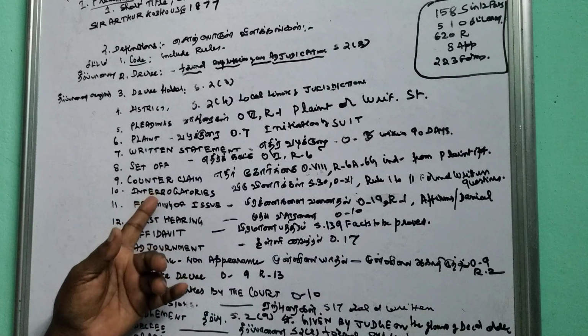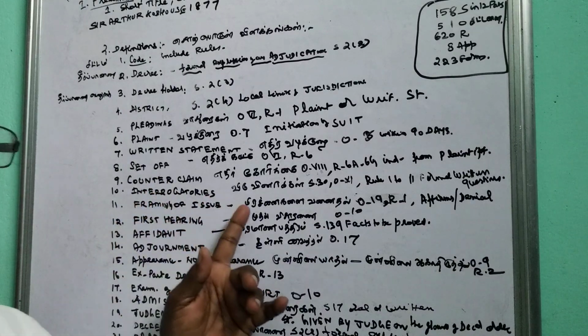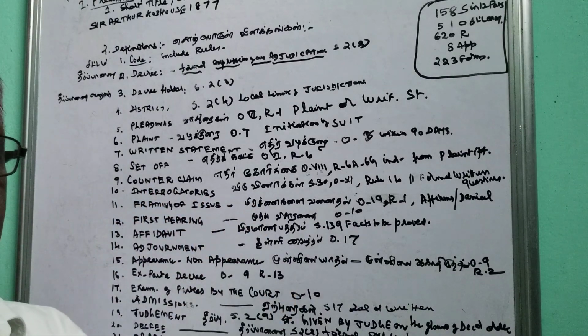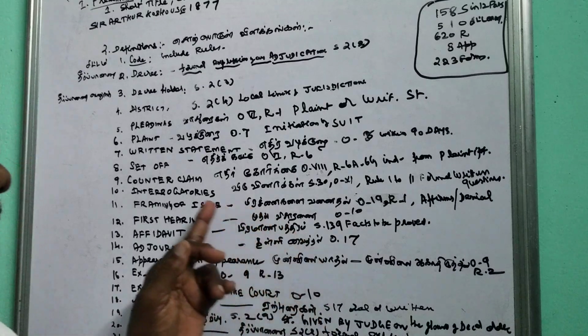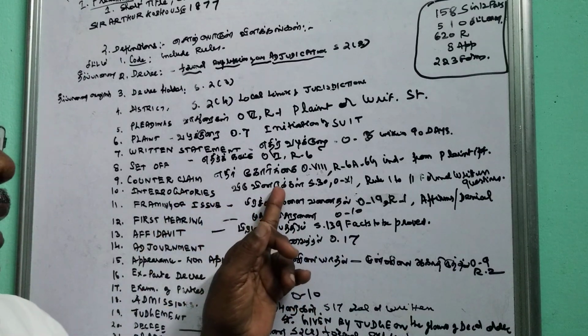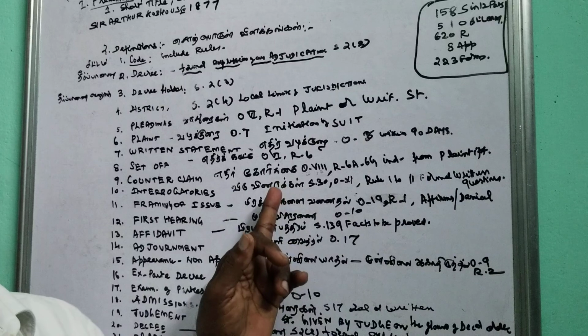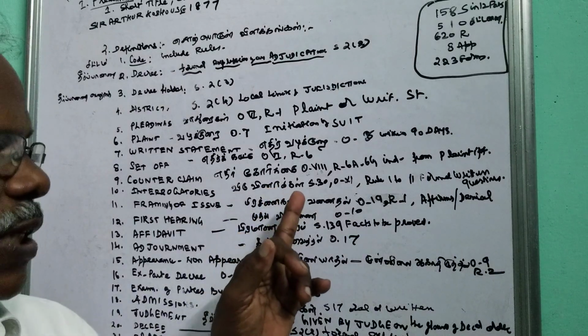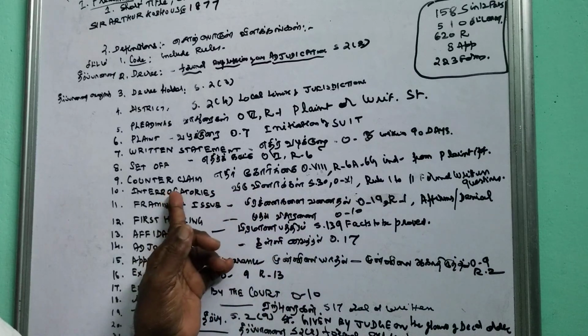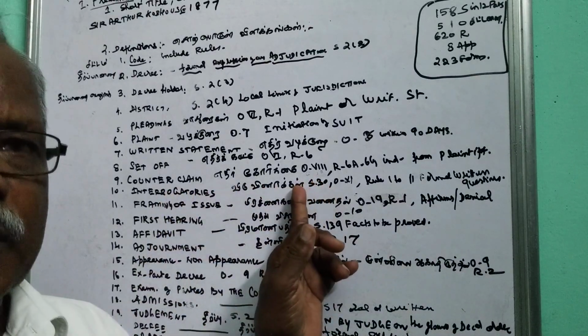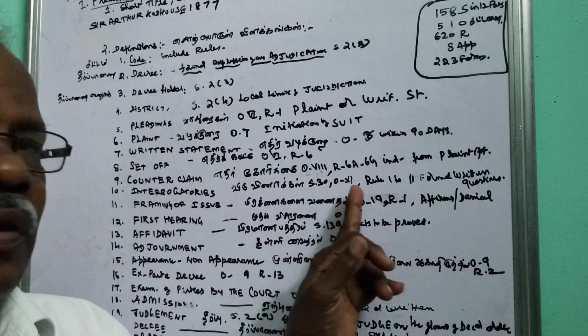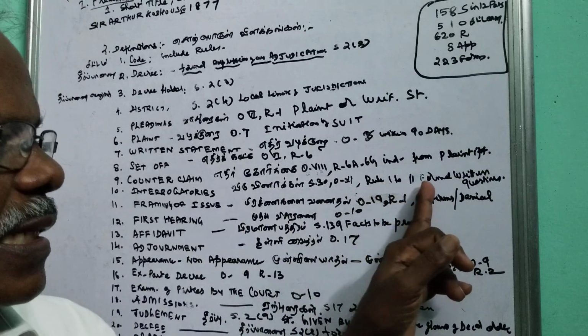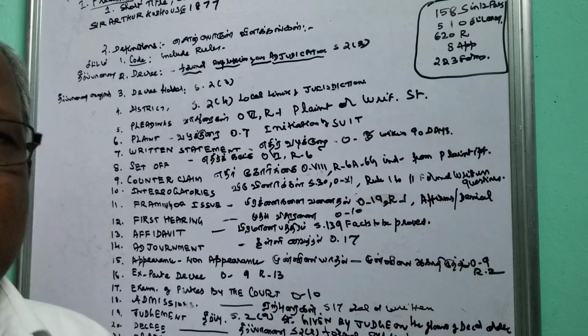Then interrogatories, that is the questions. Interrogatory means questions, it is known as formal written questions. It is always called formal written questions, known as interrogatories, according to Section 30, Order 11, Rule 16. This is called formal written questions.